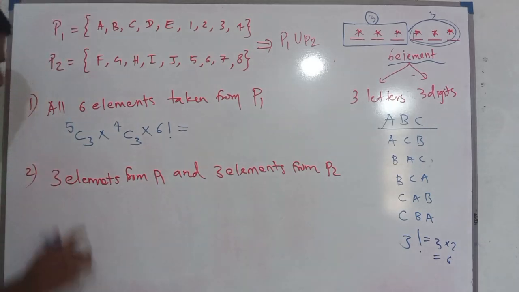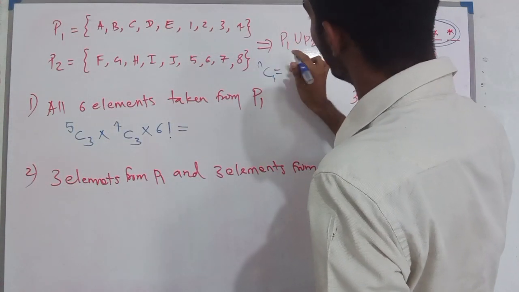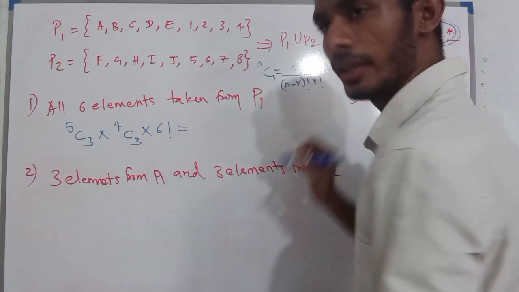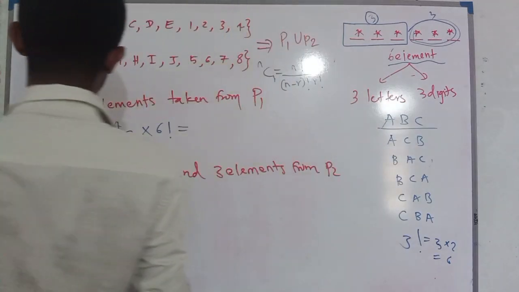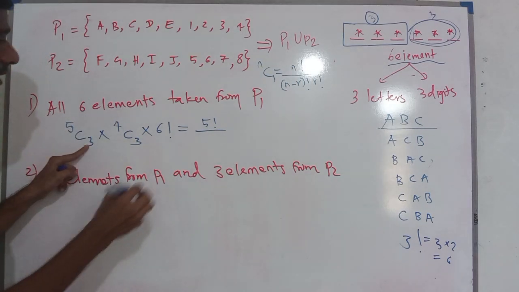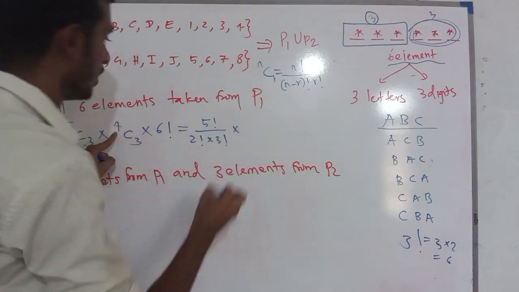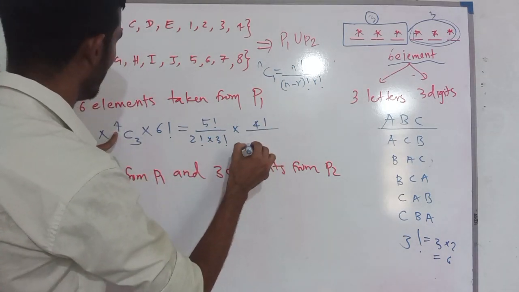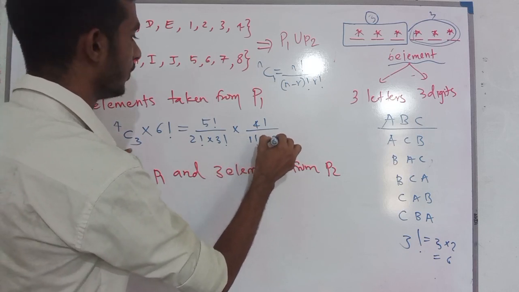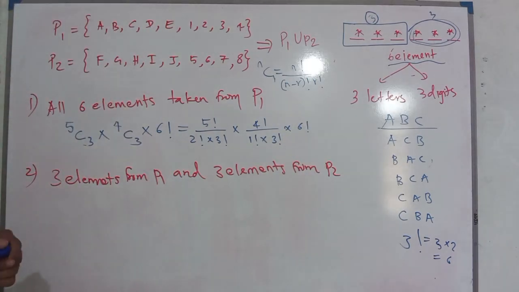Now if you simplify this, you will get the answer. Here, combination, right? We have already studied the equation for combination. nCr is equal to n factorial divided by (n minus r) factorial into r factorial, right? So here n is equal to 5. So 5 factorial divided by (5 minus 3) factorial, 2 factorial into 3 factorial, times again 4 factorial divided by (4 minus 3) factorial, 1 factorial into 3 factorial, times 6 factorial. Now we have to simplify this one.